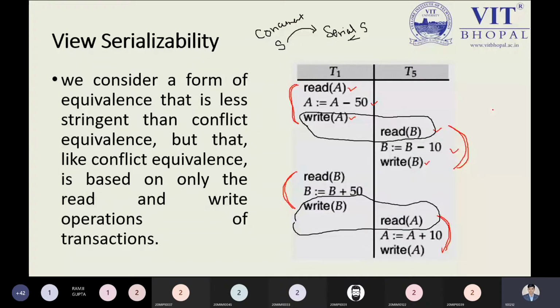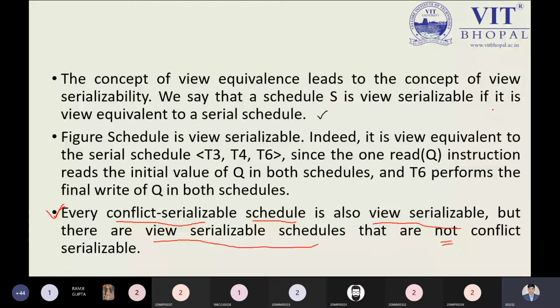So it can be considered a form of equivalence that is less stringent than conflict equivalence, but like conflict equivalence. So here we can also have conflict equivalence; there is some chance we can have. So in view serializability, we can say view serializability can be a part of conflict serializability, but the reverse is not possible. That is the point we have to understand step by step. Just tell me right now, any problem over here? All these terms we have to keep in mind. Let me clarify all these terms once again with the help of the theory portion.